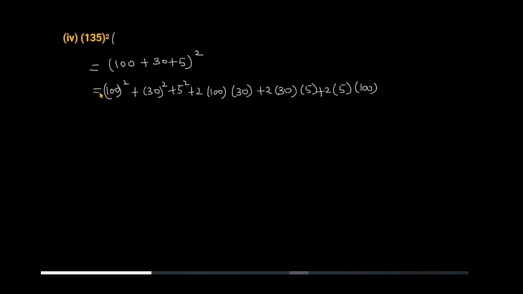So 10,000 plus 900 plus 25 plus 2 into 100, 200. 200 into 30, 6,000, plus 2 into 3, 6, 60 into 3, 3,000, plus 2 5s are 10, 10 into 100, 1,000. Now go with the addition.